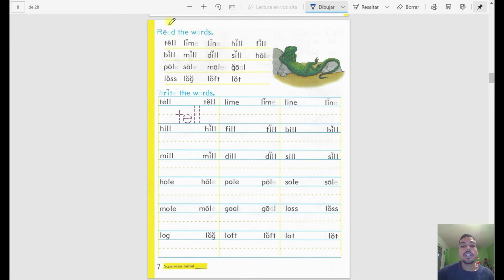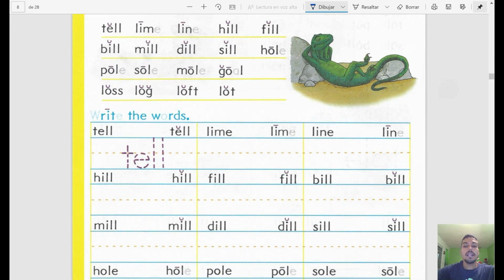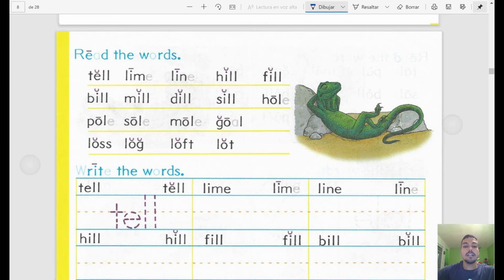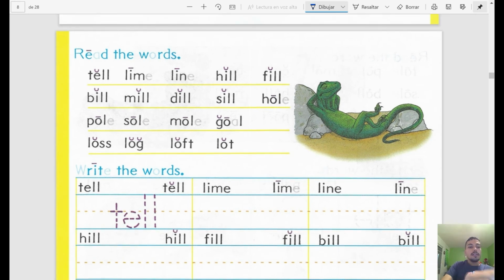And here on page number 7, we have other words, and the instruction says, read the words. Voy aquí a leer las palabras. So, let's read it. Vamos a leerla, okay? Otra vez. Aquí. Vamos a acercarla y a leerla. Ahí está, okay? Let's go.